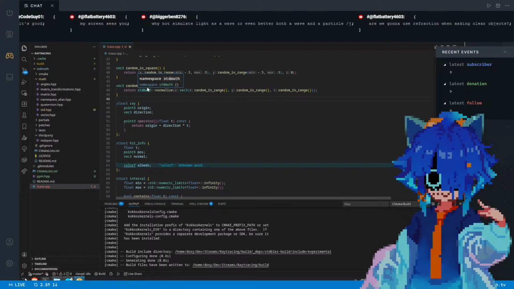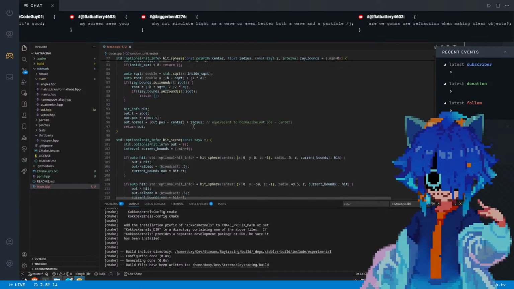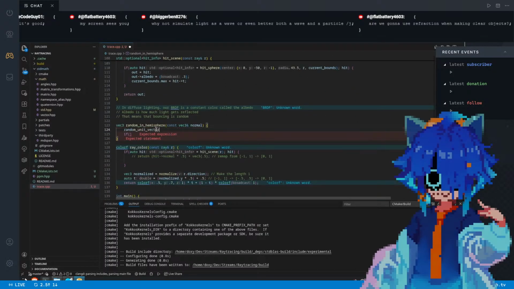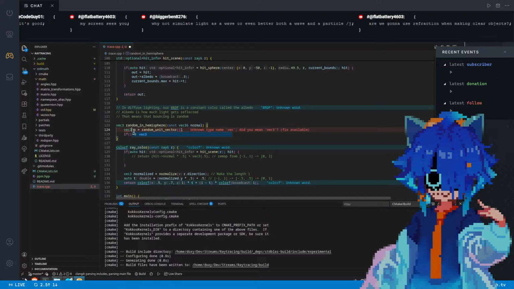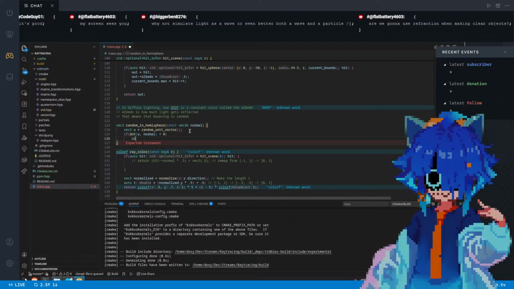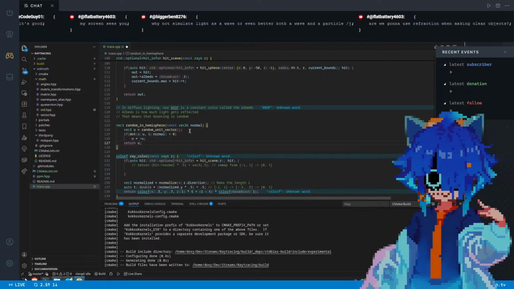Okay. So now that we have a random unit vector, our random in hemisphere is going to take a random unit vector. So U is equal to a random unit vector, x3. And if the dot product of U and the normal is less than 0, so if they're not facing in the same direction, we're just going to negate U. So U equals negative U. So if the vector is pointing into the surface, we're just going to point it out the other way.